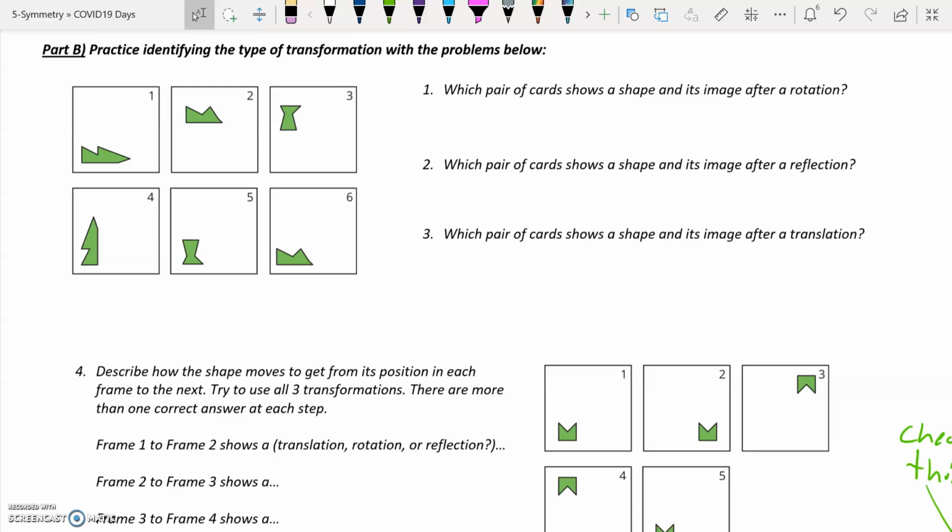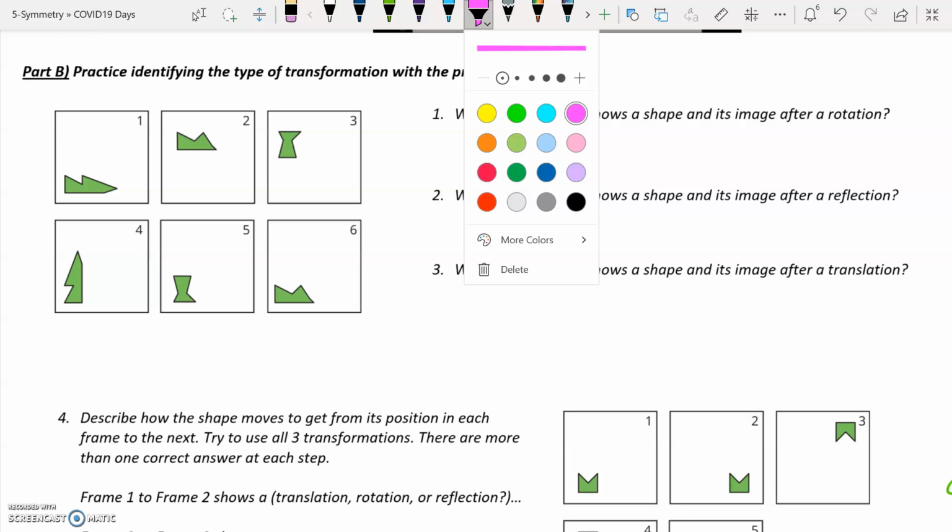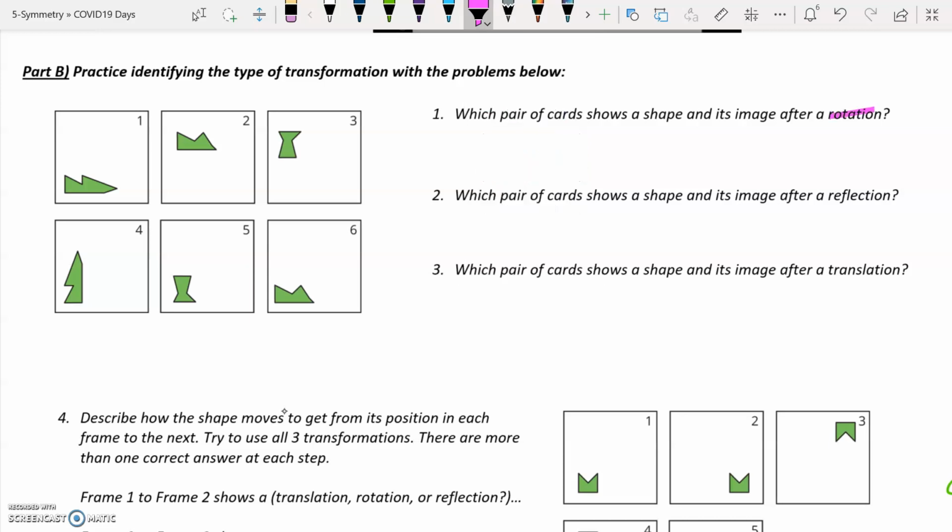So for the first set, the one that I've got highlighted right here, you're looking for which pair of cards shows a shape and its image after a rotation, reflection, and a translation. The one that would be a good example of a rotation, I'm just going to use a highlighter, would be these two, so 1 and 4. Notice if you were to take that shape in tile 1 and rotate it, give it a spin, I guess it would be counterclockwise, you would get the shape oriented as shown in number 4.